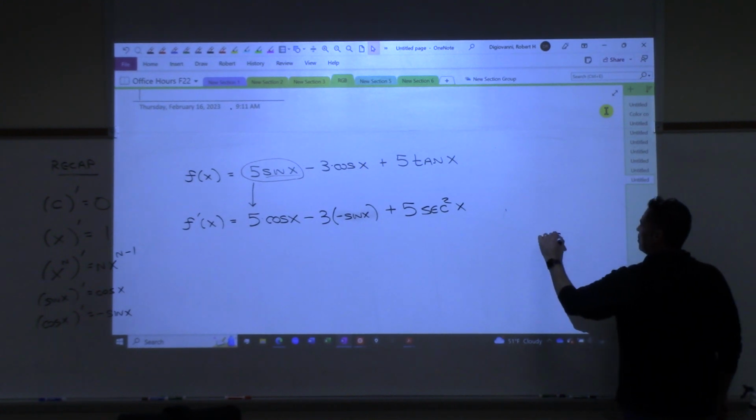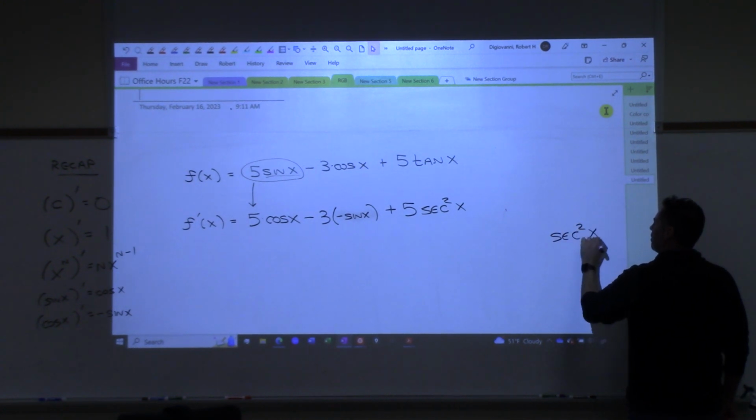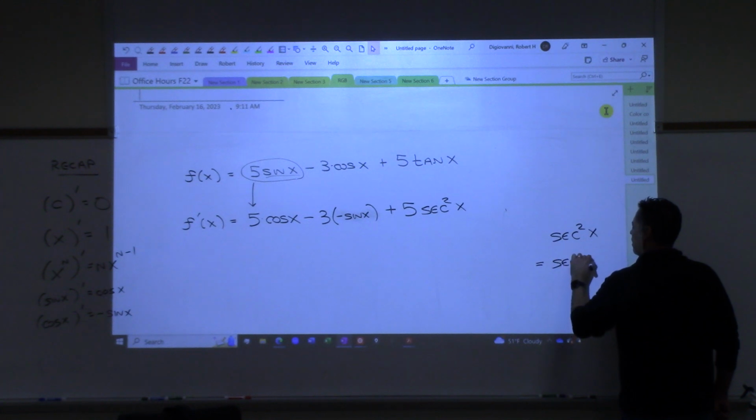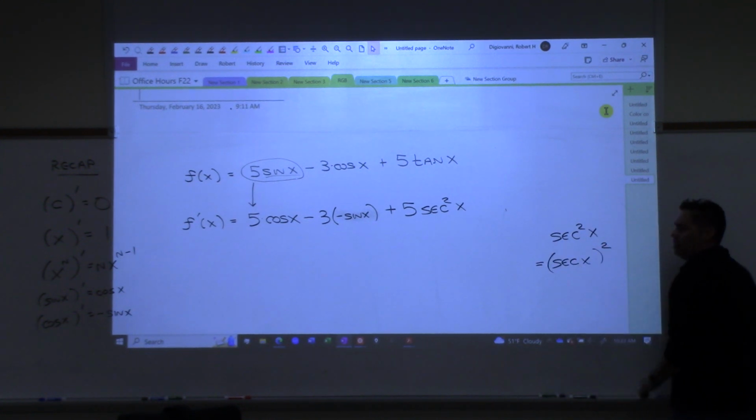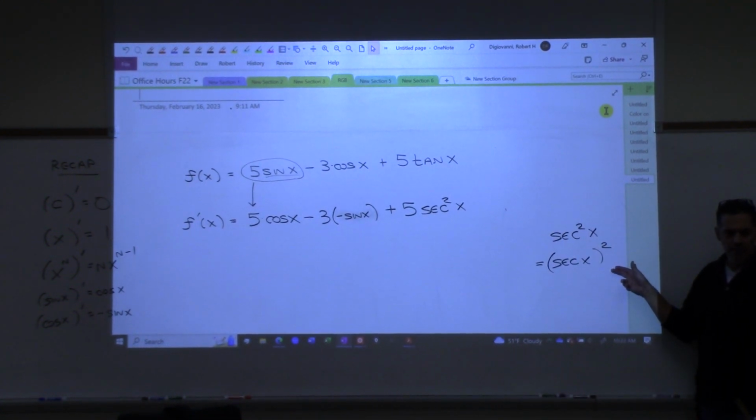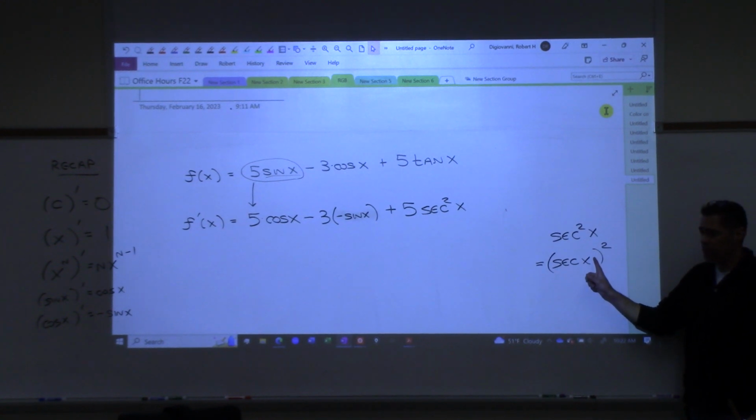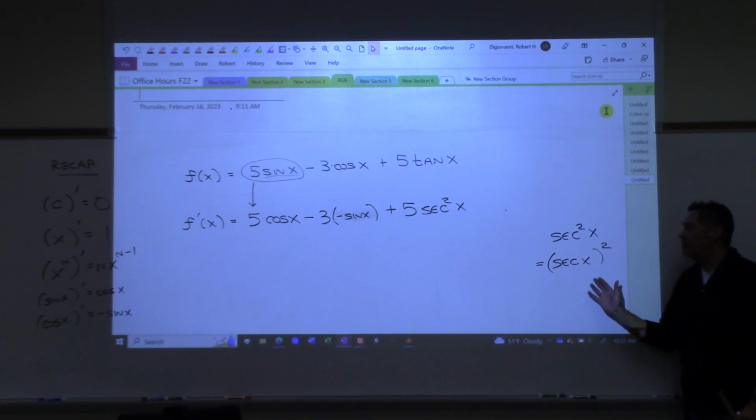Remember, everybody, secant squared x means secant x to the second power. Those two things are equivalent, right? When it comes to notation for our trig functions, that's what this means. I'm just pointing it out. It's not necessary that you know that, or we don't need that information for this. I just want you to remember what it means.